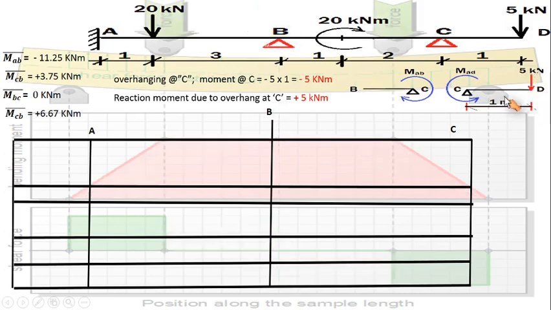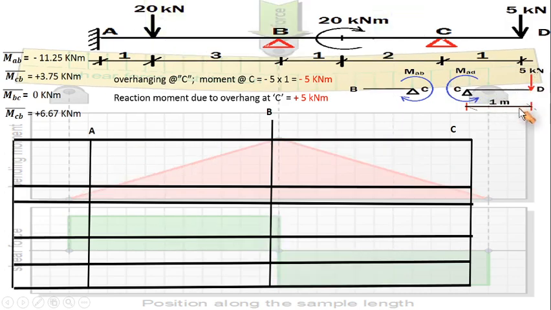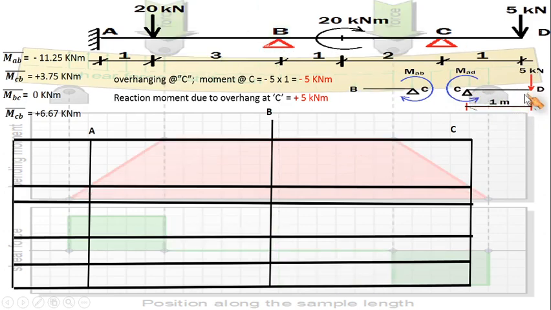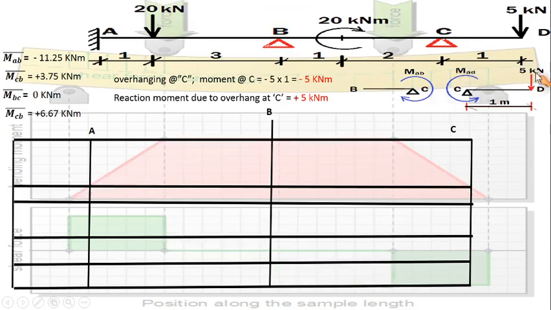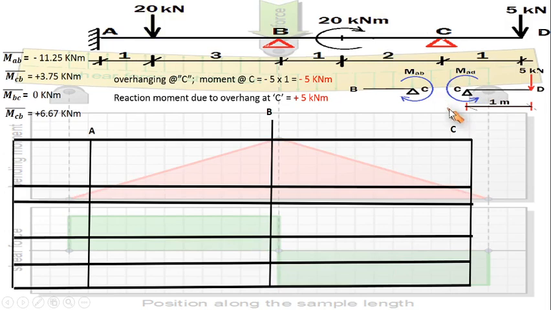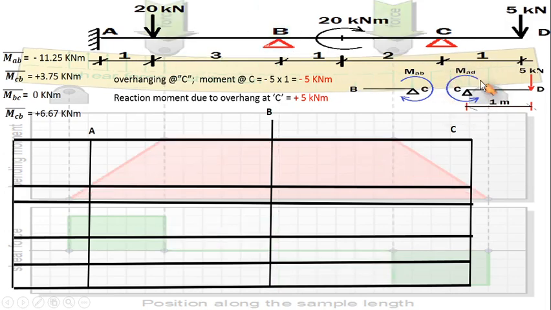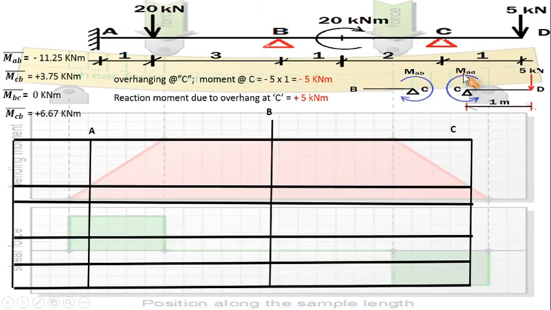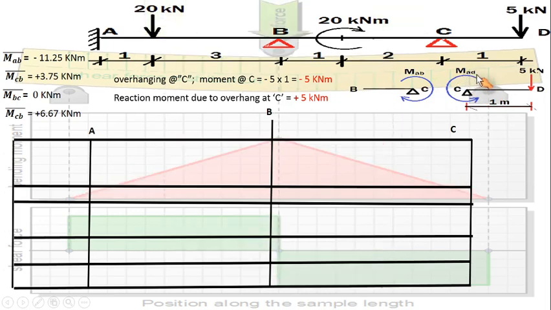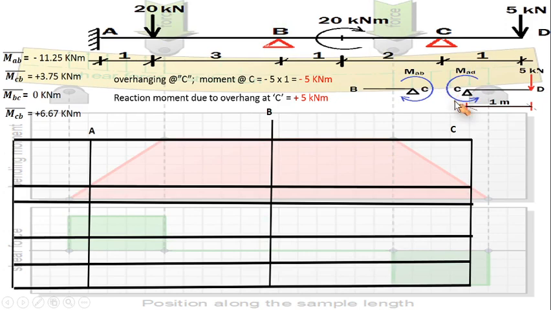Is it okay? So here, for this part CD, why is it to be taken as minus? If the action is clockwise, anti-clockwise reaction will be there. So action was 5 into 1, and the reaction is the opposite direction of that. So here we can see MCD, it's not AD, it's CD, is equal to minus 5.